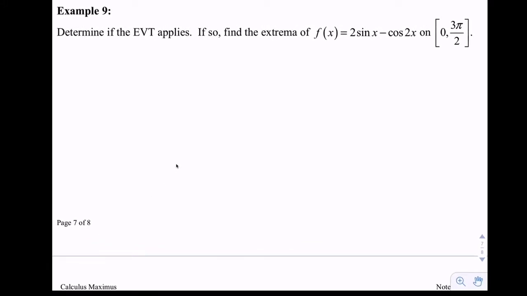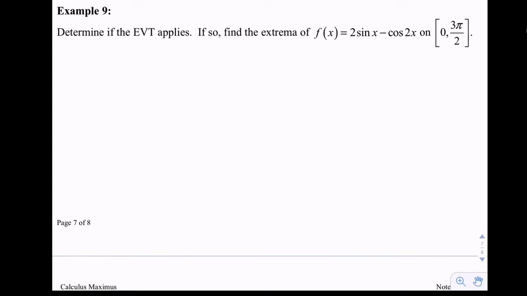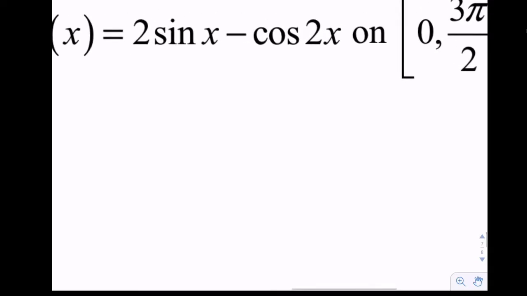Determine if the EVT applies, and if it does, find the extrema. Extrema means what? X values or Y values? Y values. Max or min? Both. Local or global? Global. Sweet. And we know they can occur at either endpoints or critical values. First of all, does the EVT apply?